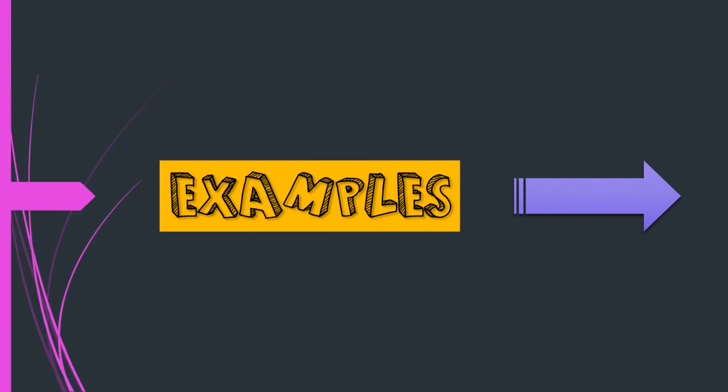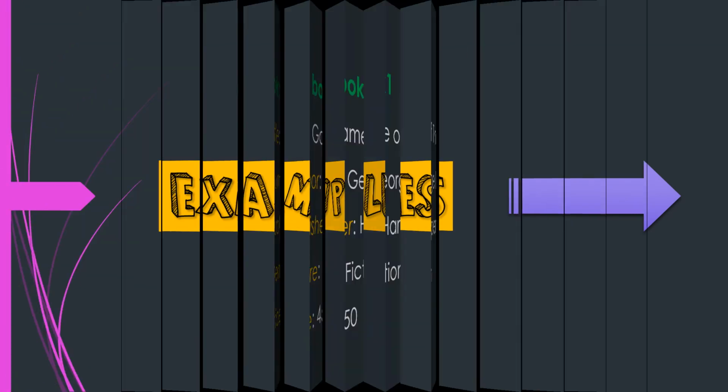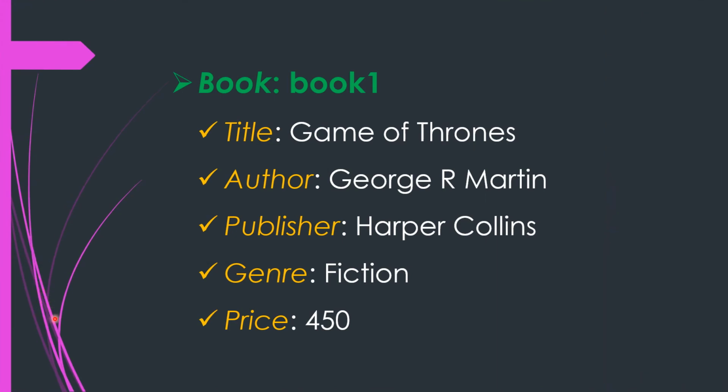Now let us talk about the examples. So first of all, we are talking about our object, that is book 1. In book 1, we have these attributes: title, author, publisher, genre, price, and you can see we have filled in these details. That is, the title is Game of Thrones, the author is George R. R. Martin. So like this, we have filled in all the details of all the attributes.